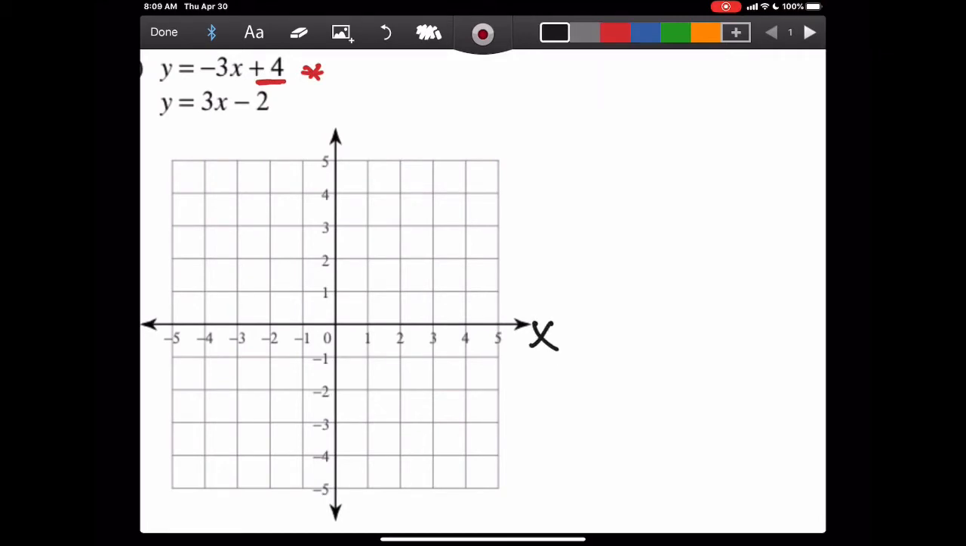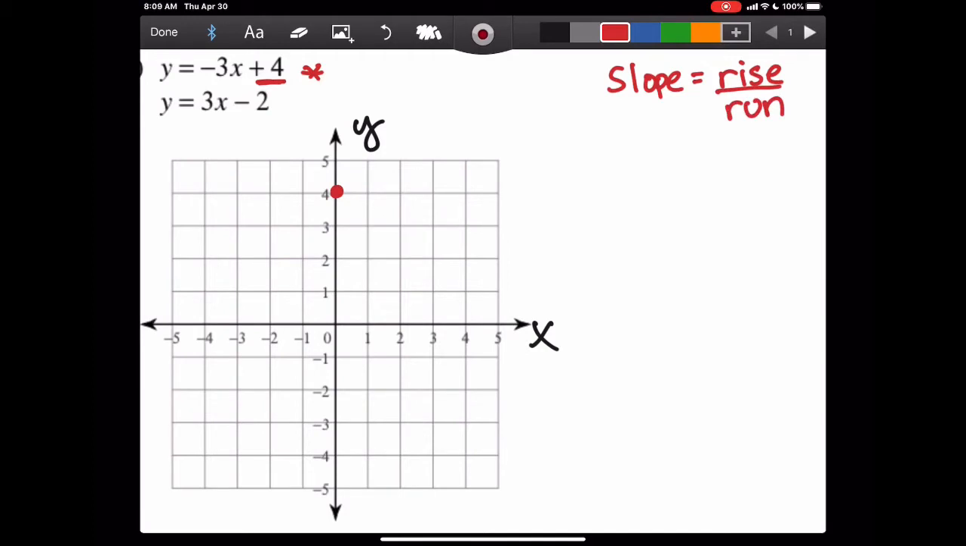We have our x-axis and we have our y-axis. So if positive 4 is my y-intercept, I want to go to positive 4 on the y-axis and put a point there. Now I have a slope of negative 3. So remember, make a note: slope is rise over run whenever you are graphing.